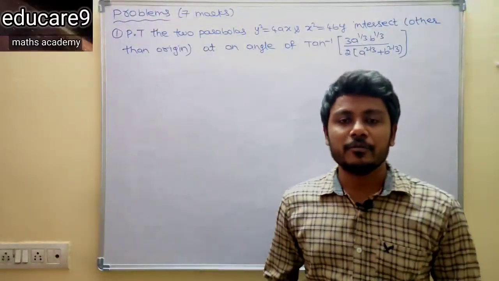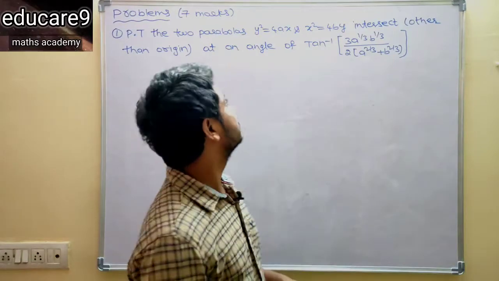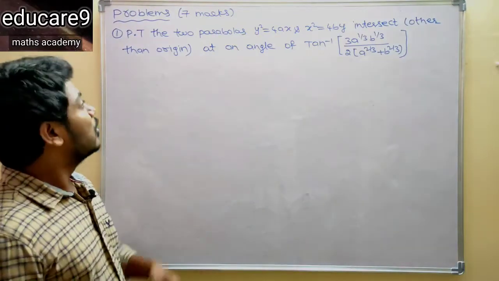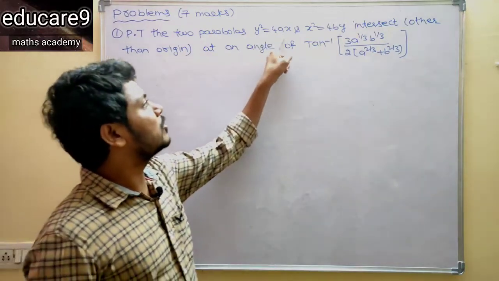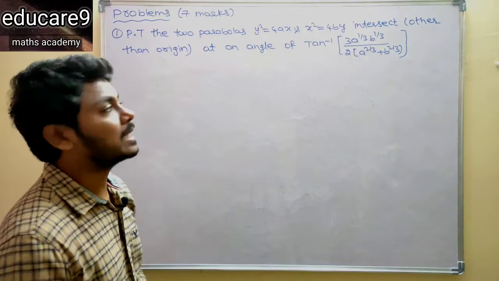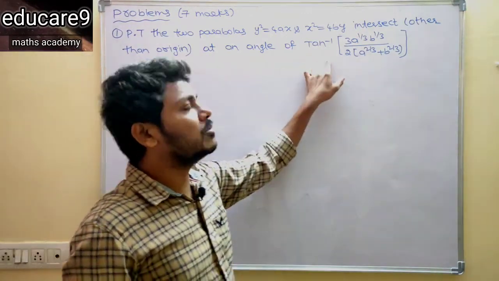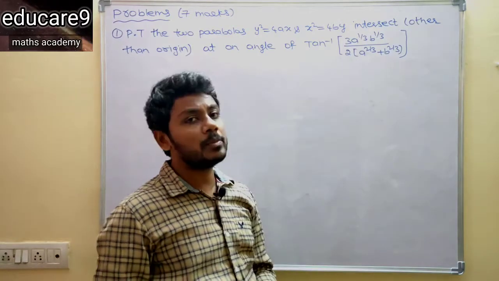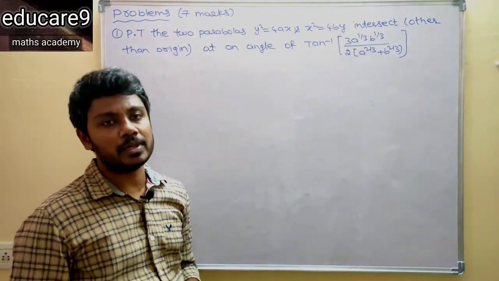Hi, hello everyone. For this session, we will discuss a few 7 marks problems. So, continuation of previous part. See here, prove the two parabolas y square equal to 4ax and x square equals to 4by intersect other than origin at an angle of tan inverse of 3a^(1/3) b^(1/3) by 2 into (a^(2/3) + b^(2/3)).